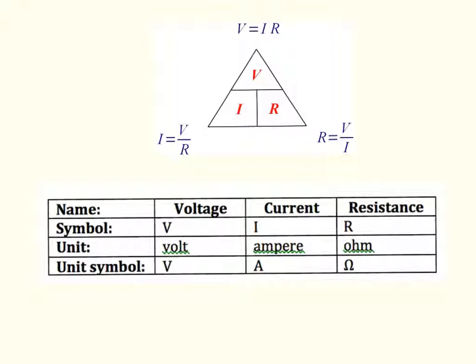Voltage is measured in volts, and the unit symbol for that is a capital V. Current is measured in amperes, or amps, and the symbol for that is a capital A. Resistance is measured in ohms. The symbol for resistance is this little squiggly guy down on the bottom in that table. It's a Greek letter, omega.